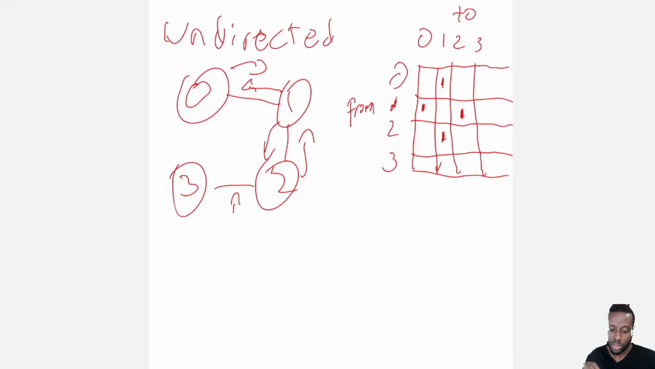So this one will be 2, 3, which is a 1, and then 3, 2, which is a 1 as well. So pretty much we've shown the connection, guys. Everything else could be filled with 0, just like that. So we successfully showed that we can represent the graph in an adjacency matrix, guys.